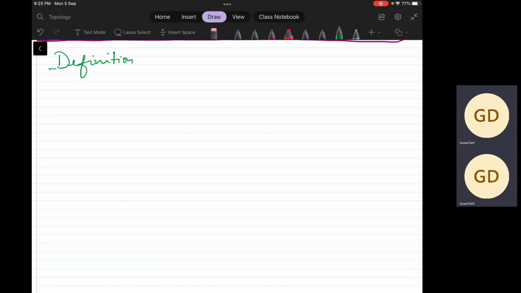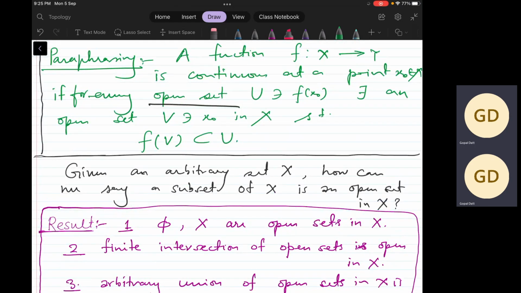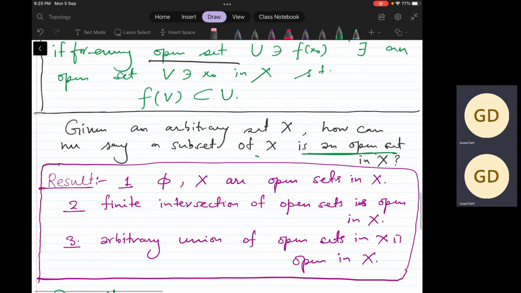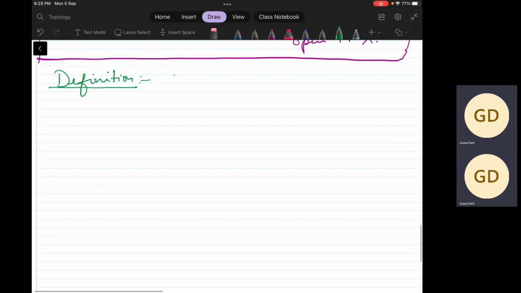Let us see our definition. So our aim is to give a meaning to open set. Okay, what is an open set? We want to define that in an arbitrary set. So for that, let us take X a non-empty set.